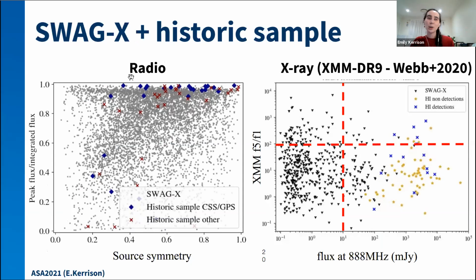As you can see, a lot of the historic samples sitting up here are very unresolved, but the SWAG-X sample really covers a much wider parameter space here. So it'll be really interesting to see where all the HI absorbers sit in this parameter space. On the right-hand side, we've got all the SWAG-X field cross-matched with XMM data release 9. So that's the latest release from XMM-Newton. And again, we can see the colored points here, the historic sample I was looking at before, and the black points are everything that we add by looking at the SWAG-X field. So again, we're going to be able to probe a much wider parameter space to look for both HI absorption and X-ray absorption and see the connection between these two.